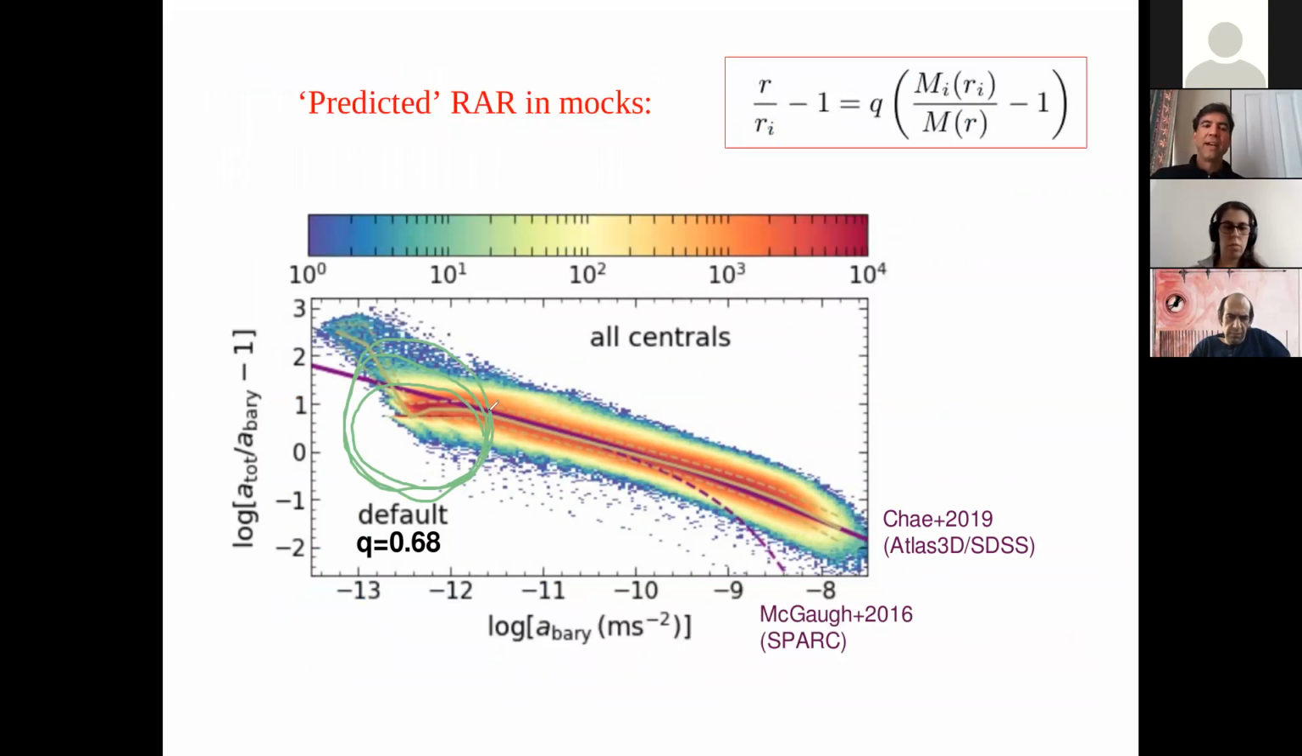I can talk offline, or after the talk, about a paper from earlier this year or the end of last year claiming a detection of this external field effect. And I can talk about my interpretation of that paper.